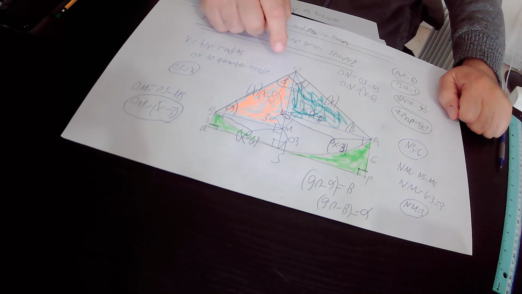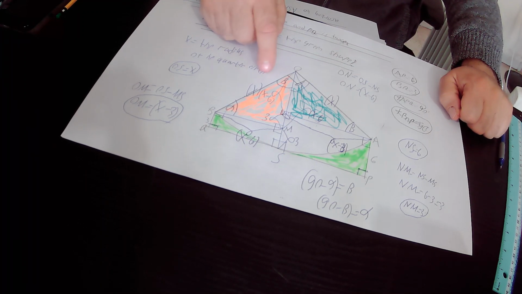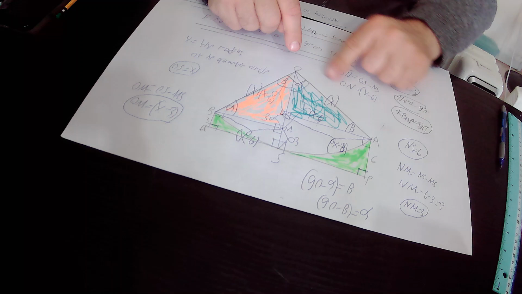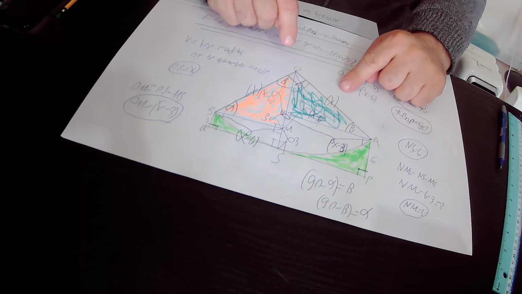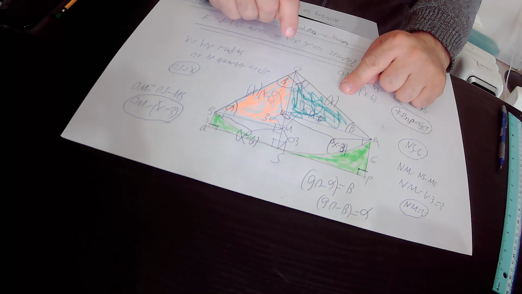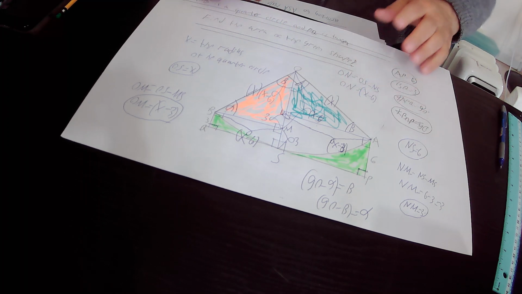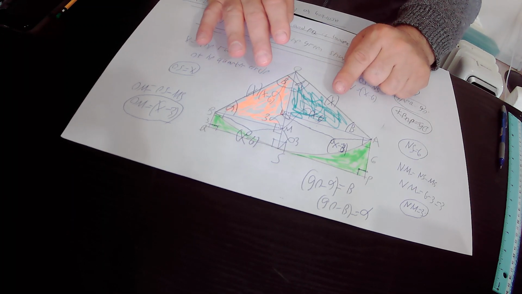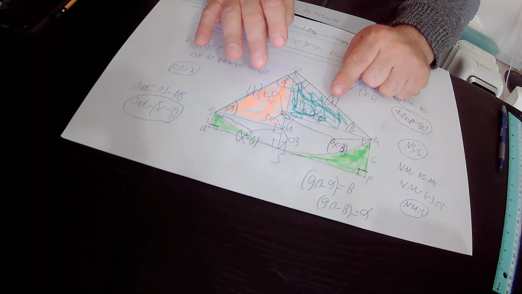In addition, side OB of the orange triangle is the radius of the circle that is equal to x, and it is equal to side OA in the blue triangle that is also the radius of the quarter circle that is equal to x. So we actually found out that the orange triangle is congruent to the blue triangle according to the angle side angle rule.